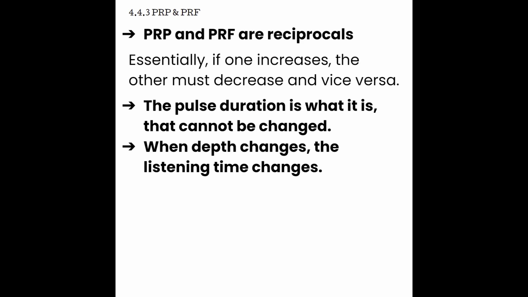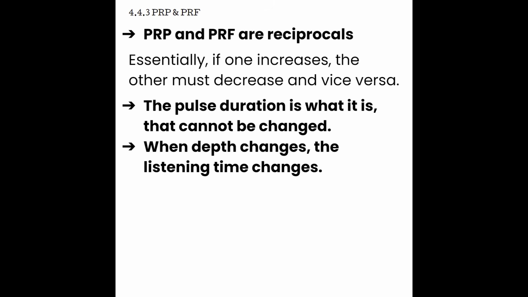Let's take a closer look at PRP and PRF and their relationship to one another. I've already mentioned that they are reciprocals. Essentially, if one increases, the other must decrease and vice versa. And we know that if we have 5 representing the value for PRF, then PRP is going to be 1 over 5. We're going to move that 5 into the denominator position under a 1 to create the reciprocal. So that is very similar to period and frequency, but they are not the period and frequency of the wave. They represent the time for on and off pulses and the amount of pulses we can send per second.